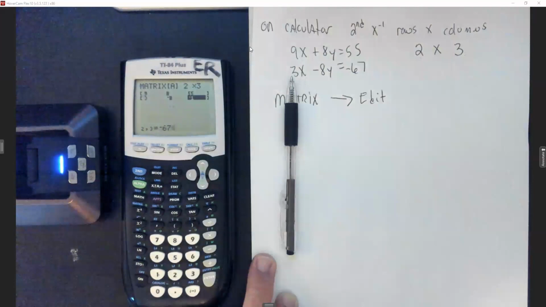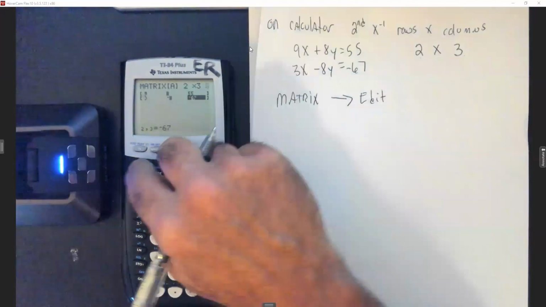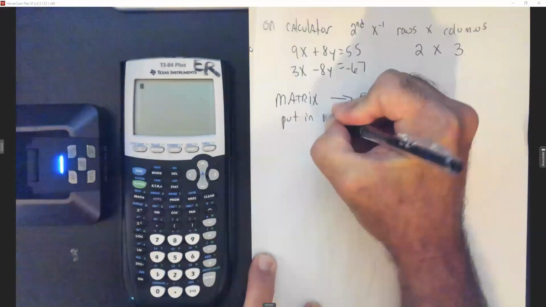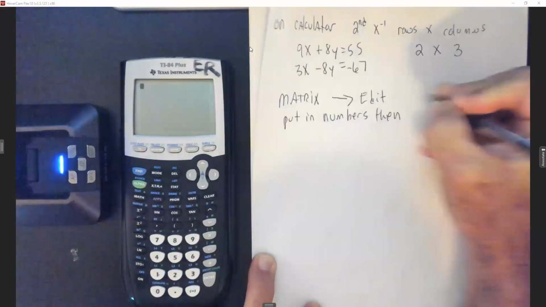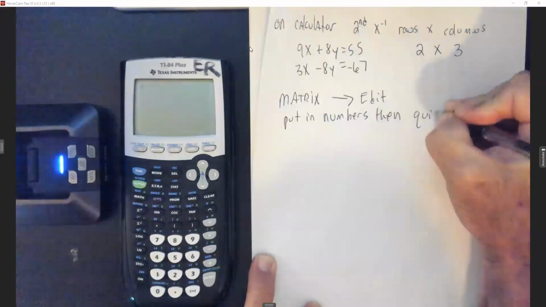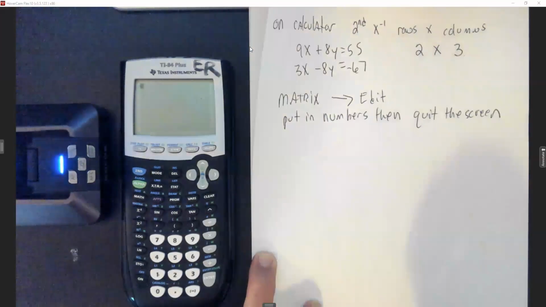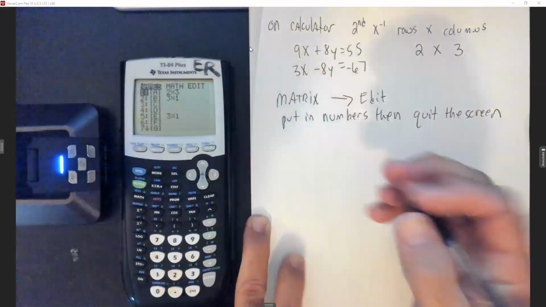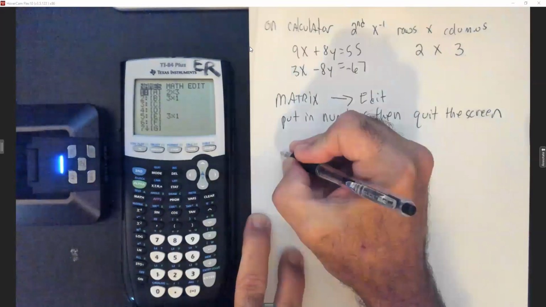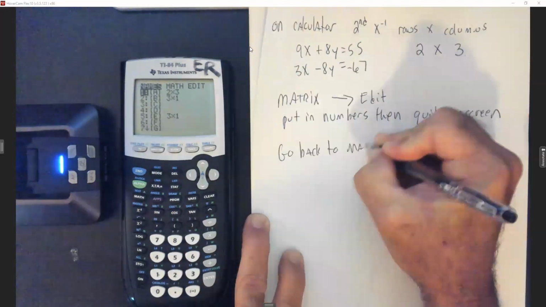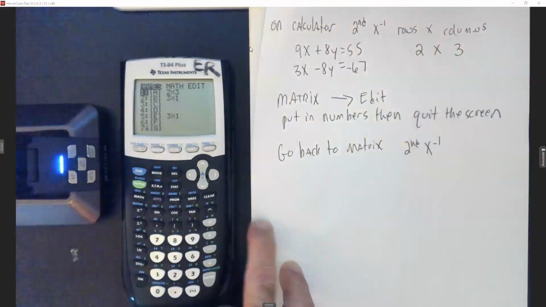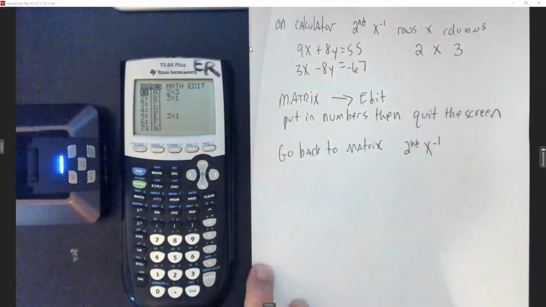So I've got everything in there. Now what I'm going to do is quit by hitting second mode. So put in your numbers, then quit the screen. Now I'm going to go back to the matrix again by hitting second x -1. So go back to the matrix. I hit second, x negative 1. So we've already got the matrix in there. There's my 2 by 3 matrix it's showing for A.